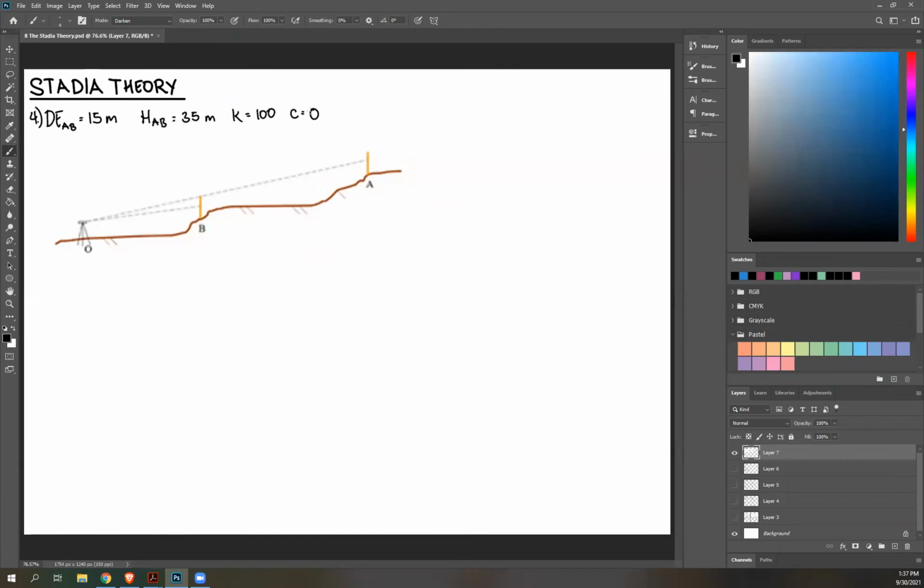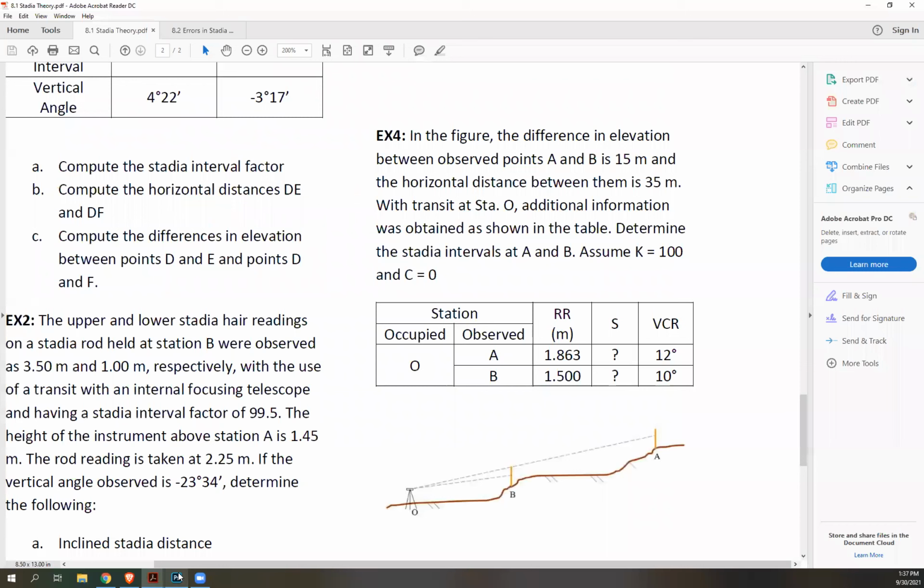Now let's determine what is being asked in this problem. We're looking for Stadia intervals. So Stadia reading or S. So looking at the table, that is also the unknown. So given station at O, observing points A and B, these are your A and B. This is your rod reading or leveling staff reading, and then your angle. So we're looking for S.